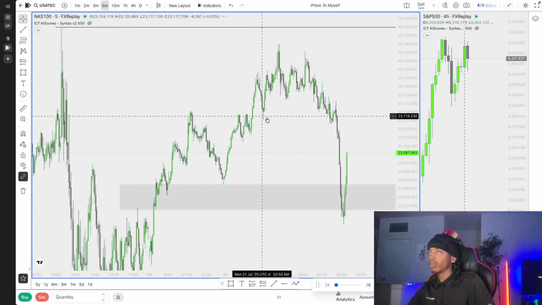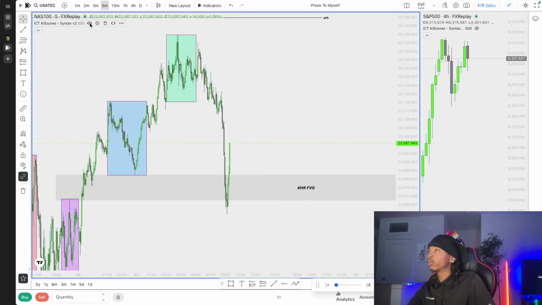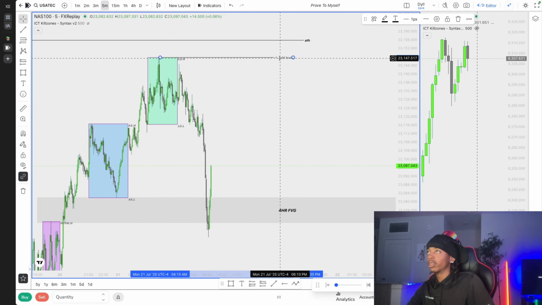Did we sweep any type of liquidity? Oh my god, we might just go around all-time highs. This looks like a beautiful setup. Pre-market was moving this day. Holy fuck. And we got London highs above us. Okay, this is looking really, really nice.